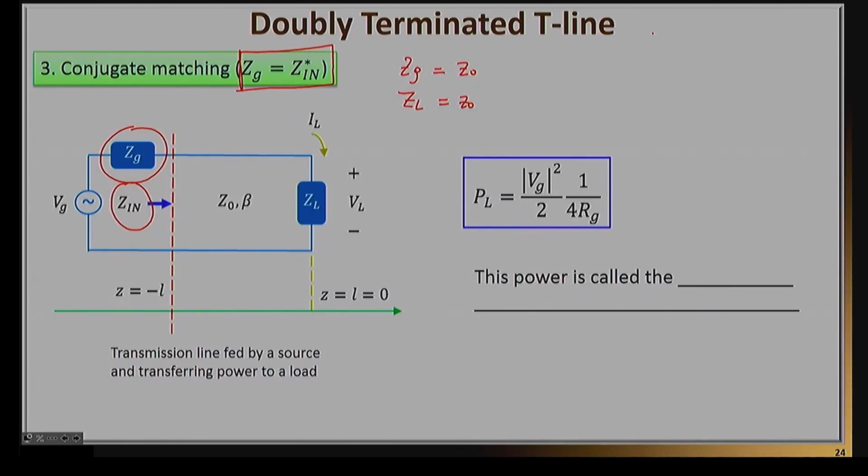Now, if ZG is equal to Z-in complex conjugate, then PL is equal to the equation right here. And you will often see that in books called the maximum available power. In other words, this number that you will see in the box here is the maximum power that the source can ever provide to your load, and it's really up to you to make sure that you can collect this power by making sure that conjugate matching is satisfied.